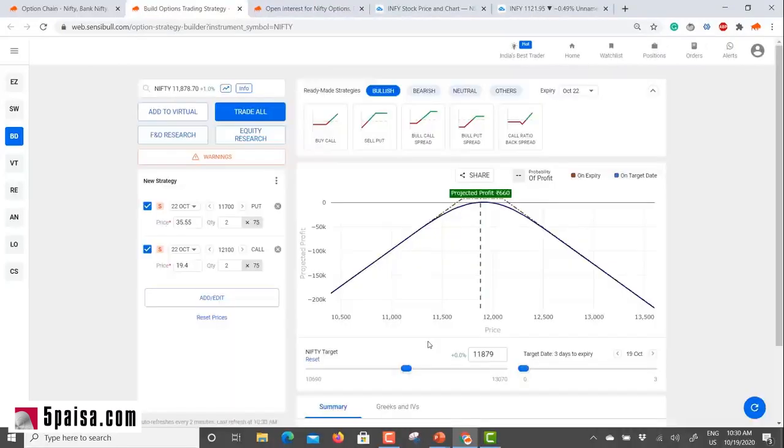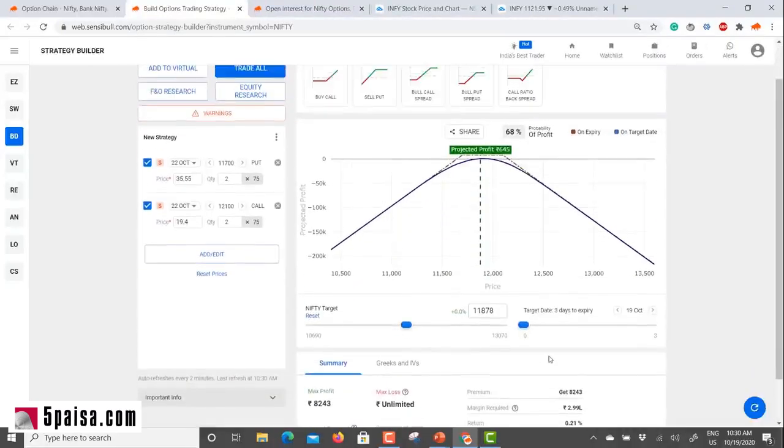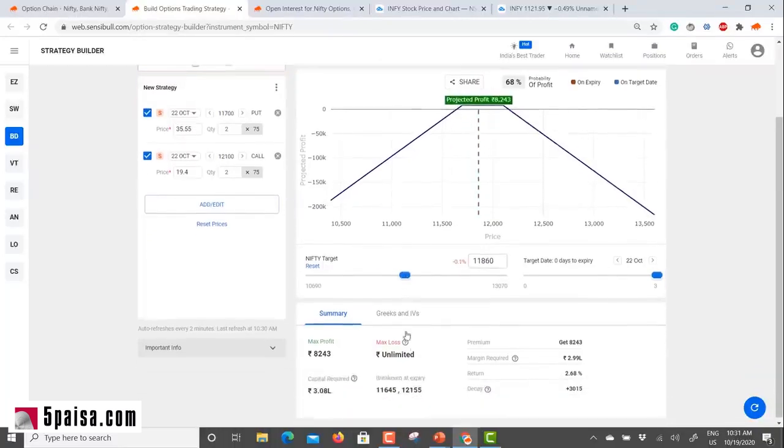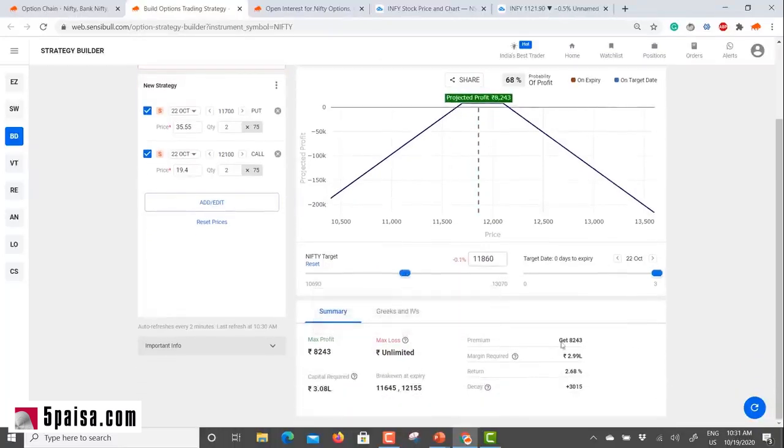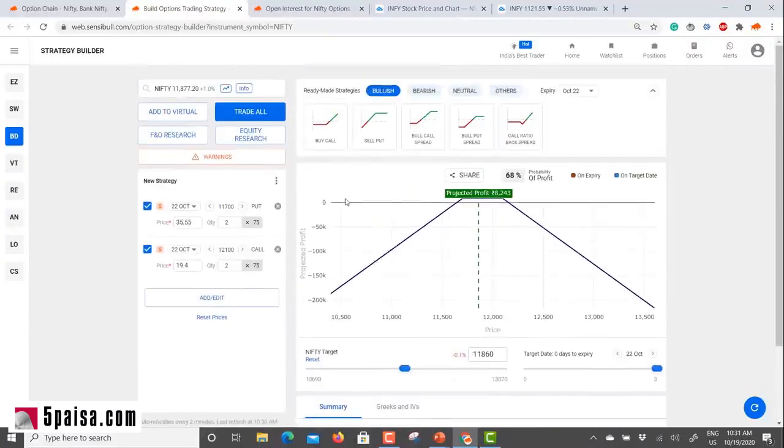using our own builder. So here you can see how your PNL changes with the change in Nifty or the change in days. You could see your Greeks, IVs, a lot of data here. It's very useful if you're trying to really get into depths of your math.